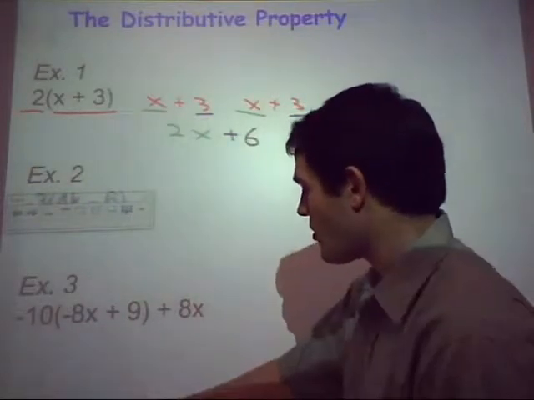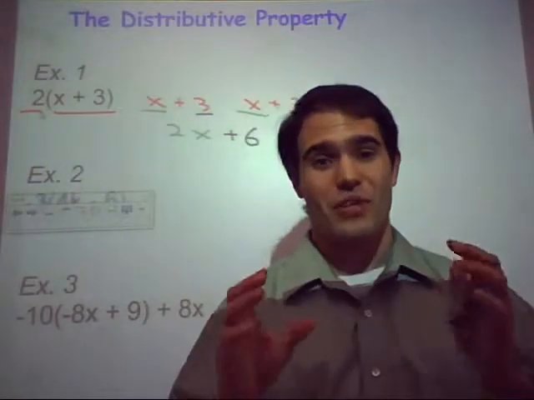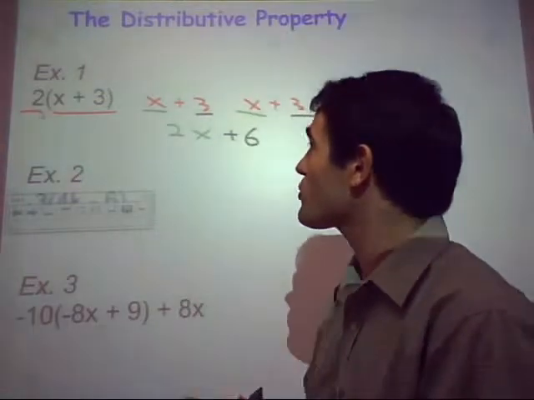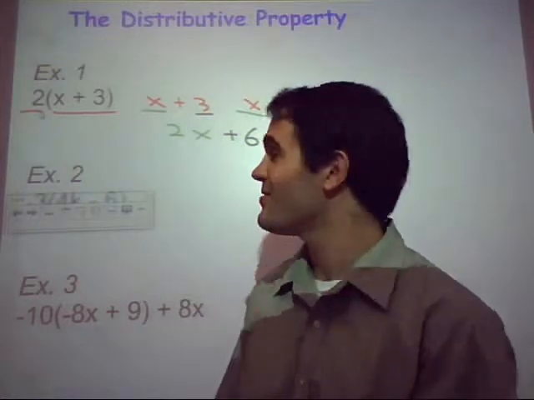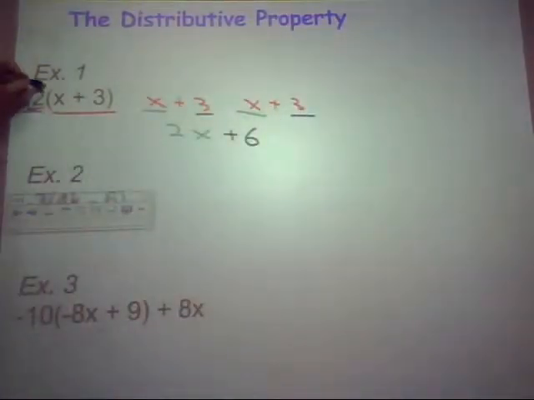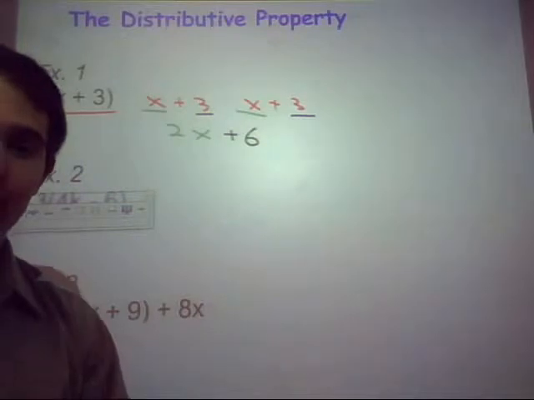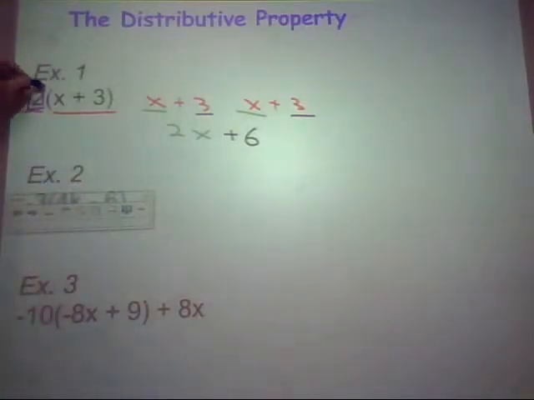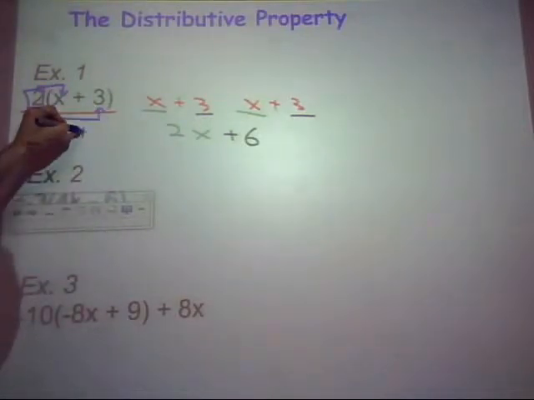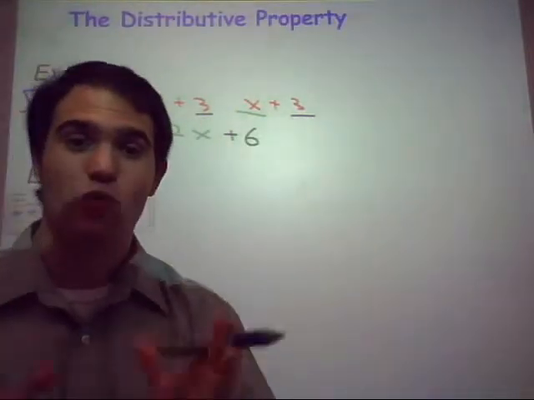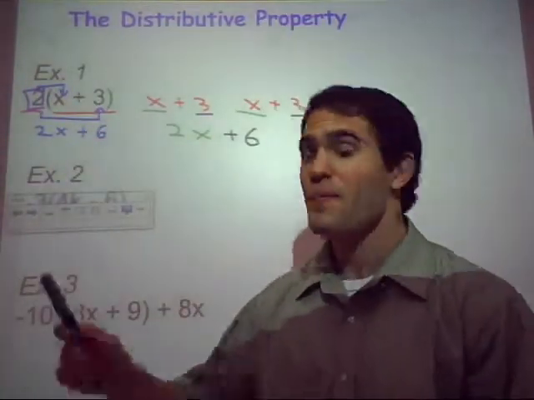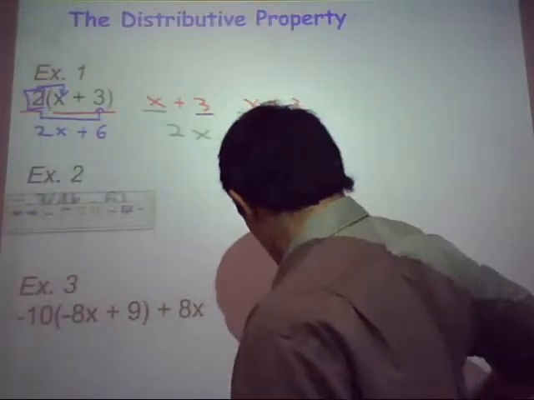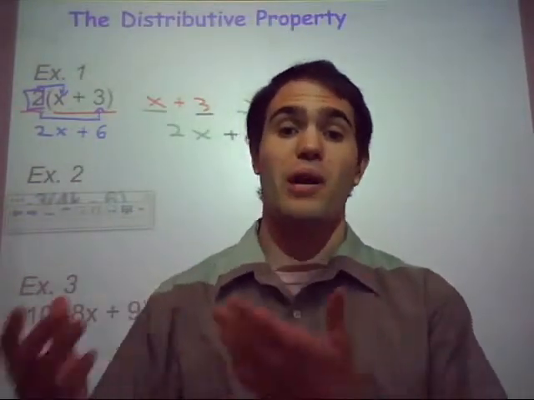6. Of course, I hope you notice, because you've seen this before, the distributive property basically means you're multiplying everything inside the parentheses by whatever's on the outside. I'm multiplying everything inside the parentheses by 2. So 2 times x is 2x. 2 times positive 3 is positive 6. Many of you will forget to multiply the 2 times the 3. Make sure everything inside those parentheses gets multiplied by whatever's on the outside.